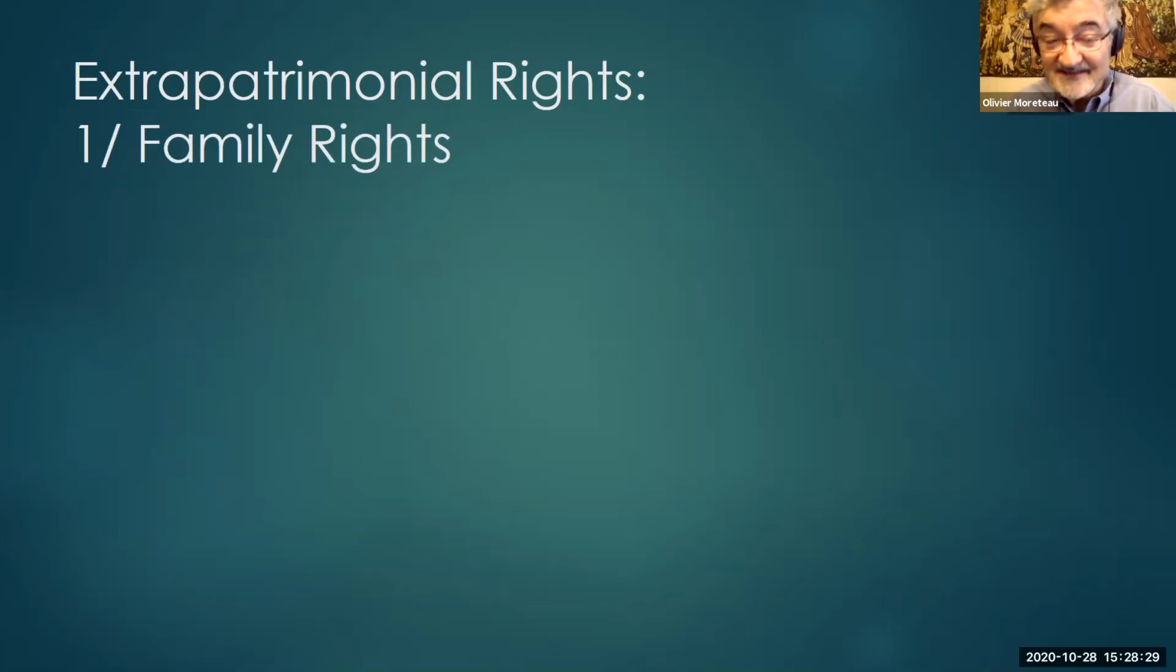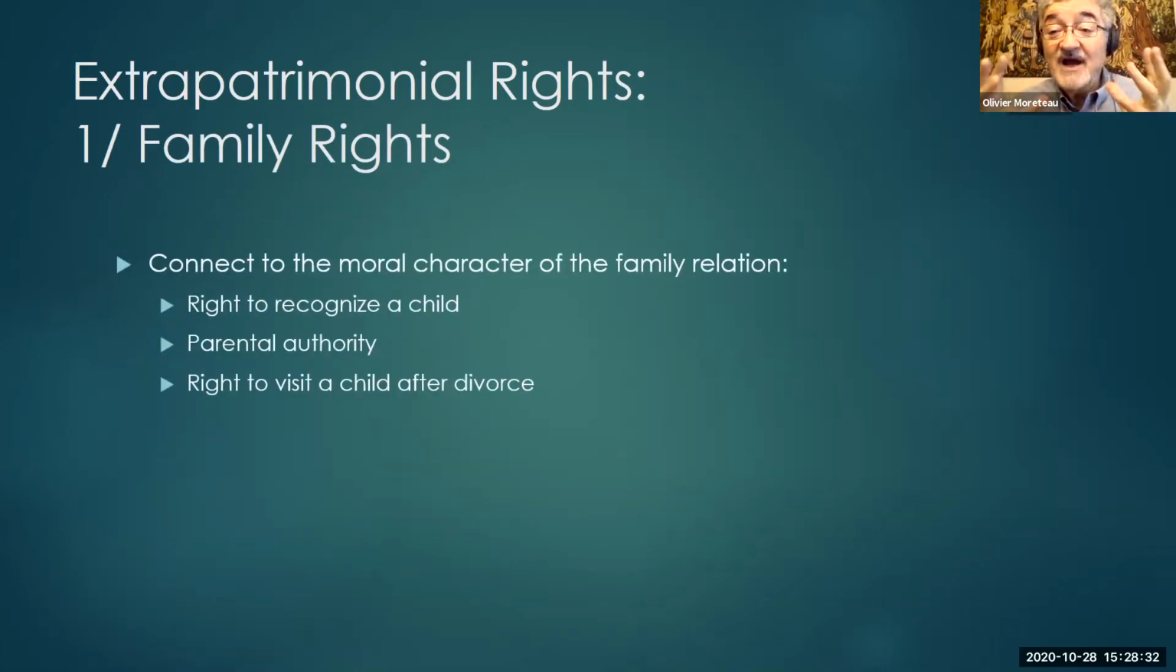And first, the family rights. These family rights actually connect to the moral character of the family relation. Not so much the financial aspects of it, but see, the right for an alleged father to recognize a child. By the way, if you are married to the mother, there is no such need to recognize the child, because by law, there is an article in the code that says that the husband, whomever is the husband, at the time of birth or even of conception, is presumed to be the father of the child. But if the child is born out of wedlock, whomever thinks or has strong reasons to believe that he is the father can recognize the child.